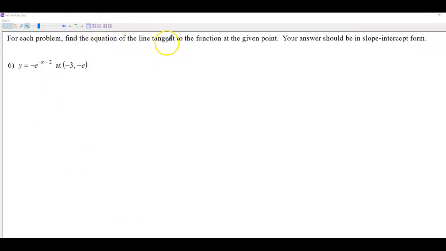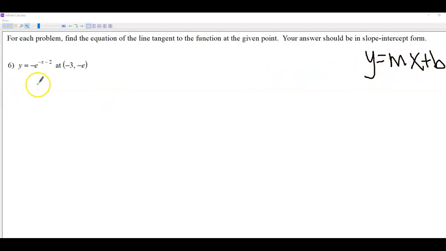For each problem, find the equation of the line tangent to the function, and we want it in slope-intercept form. That means they want us to write it like this. So they actually do want us to simplify it, which usually when I've done these, I haven't required it, so we'll keep that in mind.